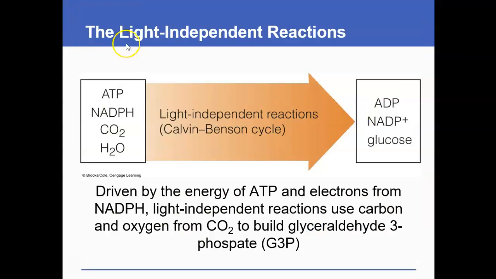So now we're ready for the light-independent reactions, otherwise known as the Calvin-Benson cycle, or sometimes just the Calvin cycle. But we're going to see this does not involve light, so they used to be called the light-independent reactions. And it's here we're going to utilize that energy and the building blocks, carbon dioxide and water, to make sugar.